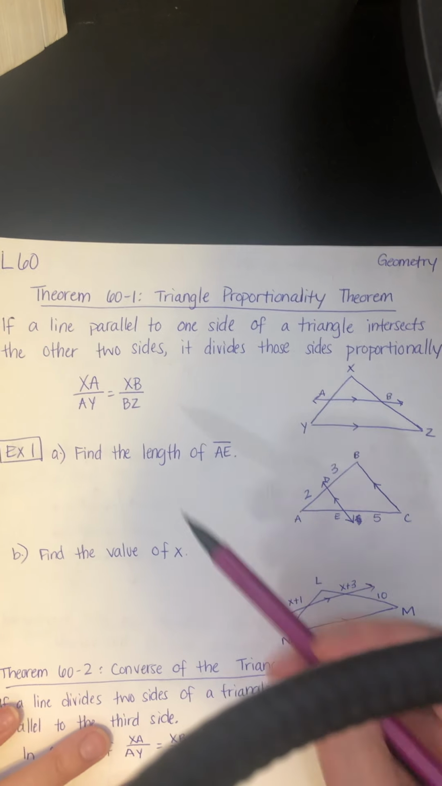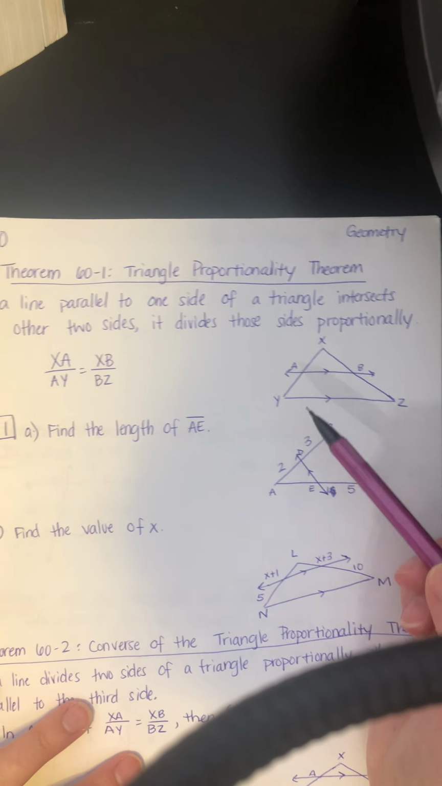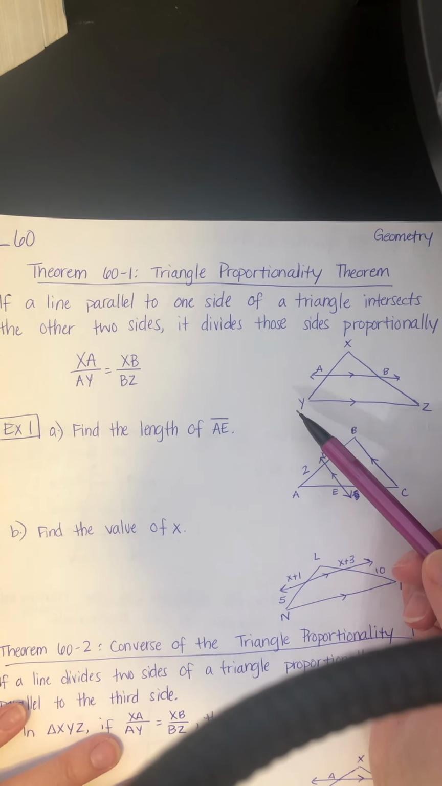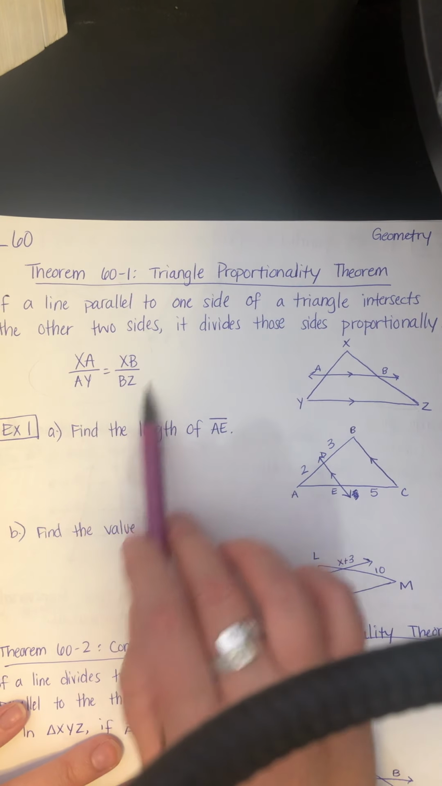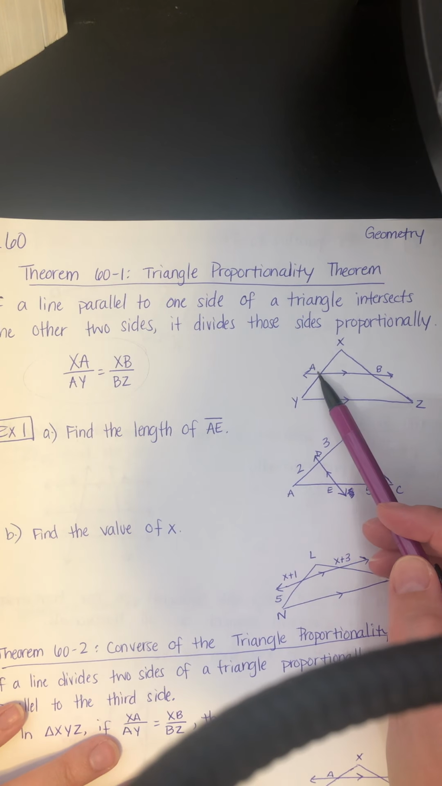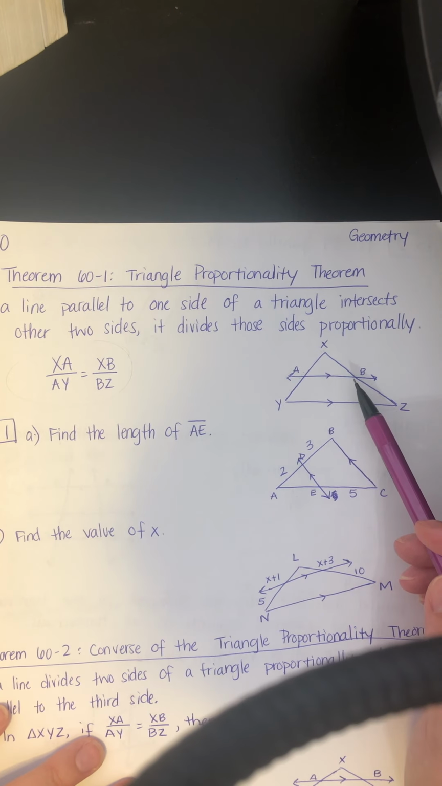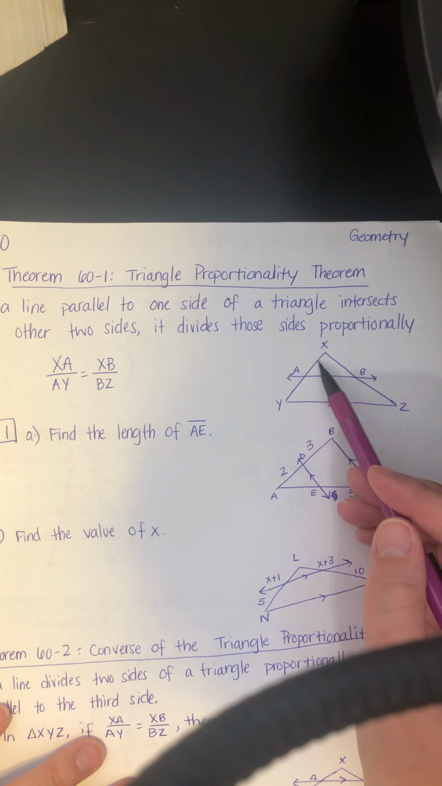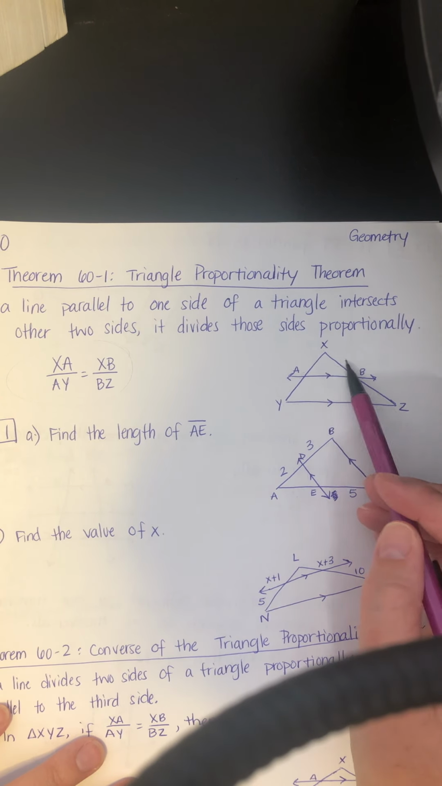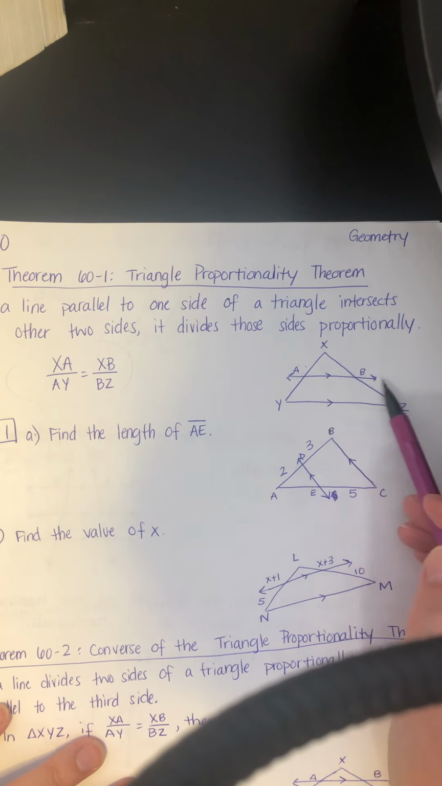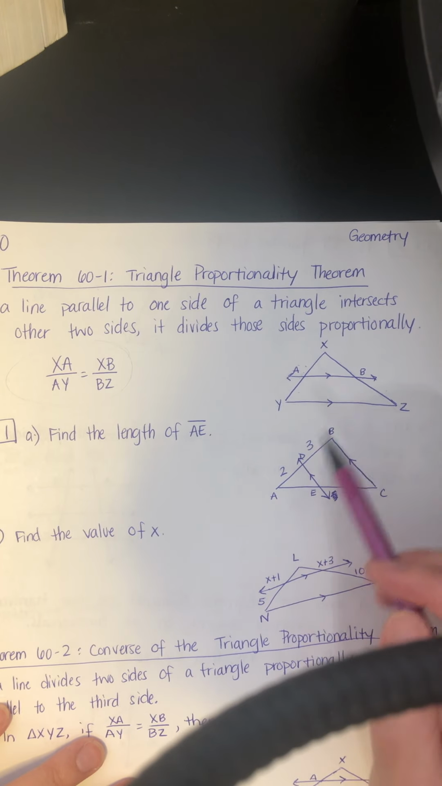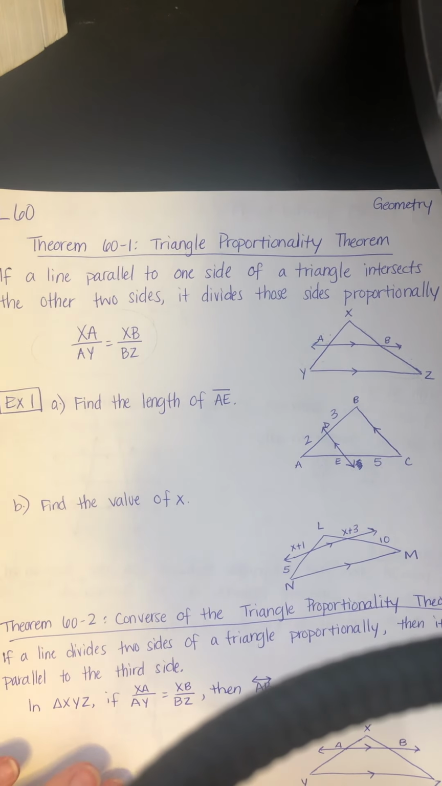I'm sorry, meaning you can write a proportion like a fraction. A proportion is a fraction. So this proportion, XA over AY, is proportionate or equal to XB over BZ. Basically, XA and XB are going to be the same, and AY and BZ are going to be the same. They're going to be equal to each other.